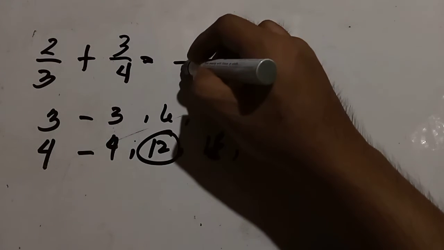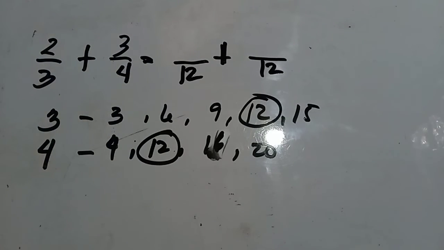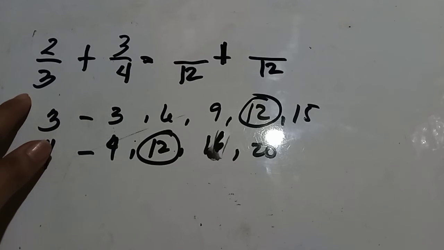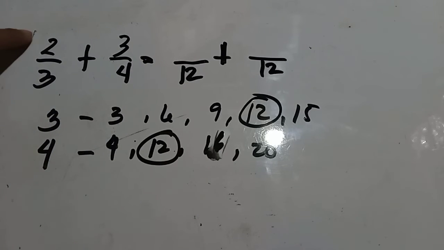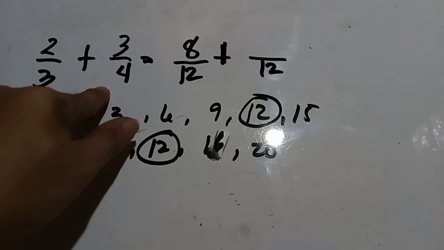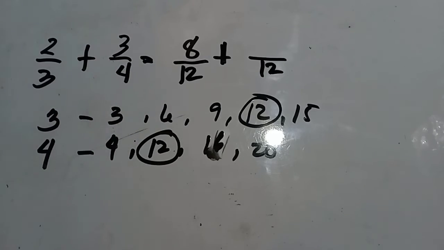So, ilagay natin sa baba or sa denominator. Next is, ang ating denominator is i-divide natin doon sa ating first na fraction sa denominator. So, 12 divided 3, that is 4. And then, ang sagot natin, i-multiply sa numerator, which is 4 times 2, we have 8. Nakuha. Okay, next. 12 divided 4, that is 3. 3 times 3, we have 9.